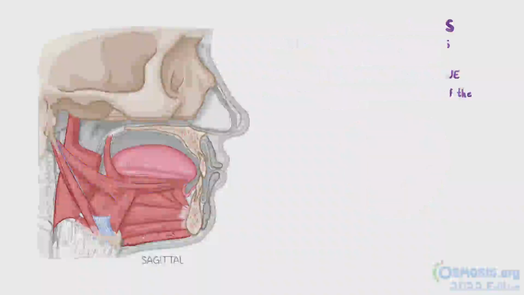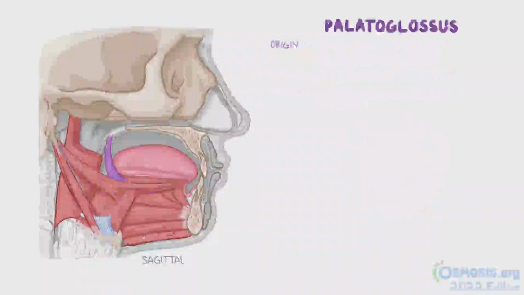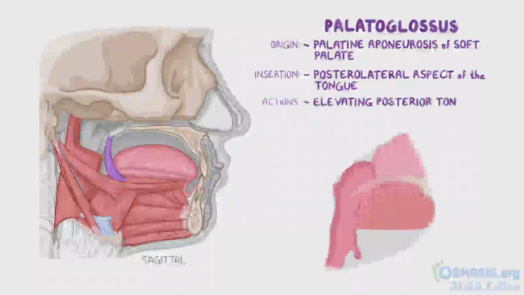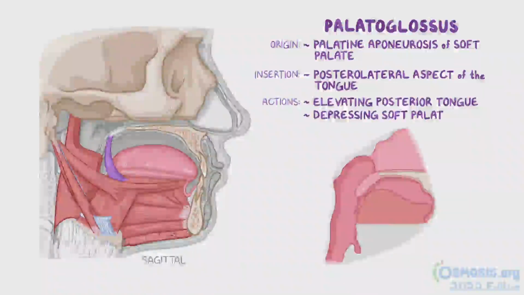And finally, the palatoglossus originates on the palatine aponeurosis of the soft palate and inserts on the posterolateral aspect of the tongue, blending with fibers from the intrinsic tongue muscles. Its role is in elevating the posterior tongue and depressing the soft palate.